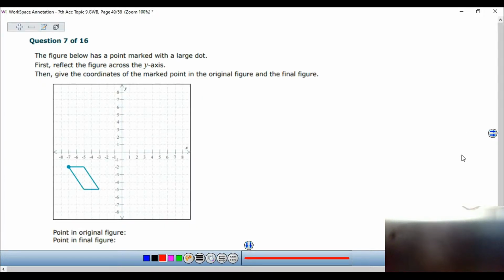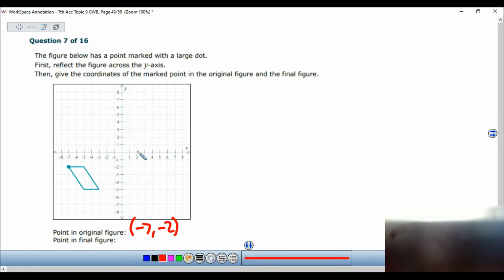Moving on to number 7. Figure below is marked with a large dot right there. We're going to reflect the figure across the y-axis. Then we're going to give the coordinates of the marked point in the original figure and the final figure. Yes, I'm doing all the questions. All right. So the original figure, this point is -7, -2. That's what we're starting with.